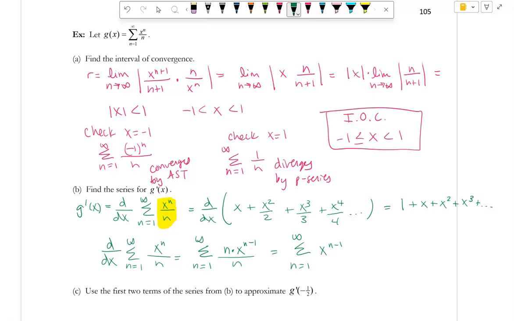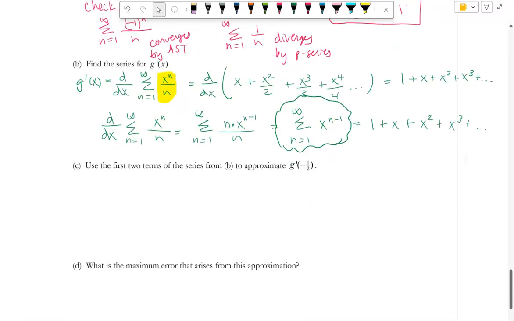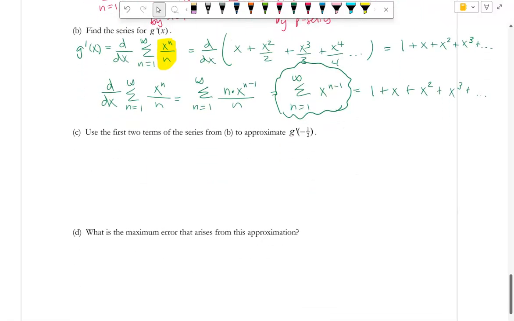So as I plug in 1, 2, 3, etc., my first term is going to be x to the 1 minus 1, or x to the 0, which is just 1. My second term is going to be x to the 2 minus 1, which is just x. My third term will be x squared. My fourth term will be x cubed. So I can take my derivative in that summation form as long as I'm careful that I'm taking the derivative with respect to x.